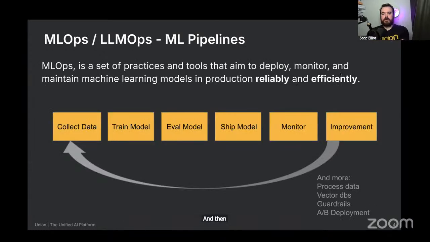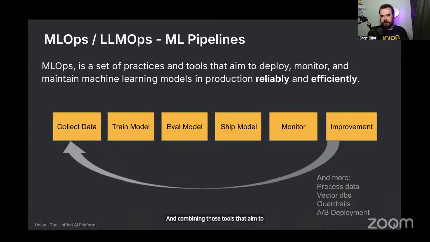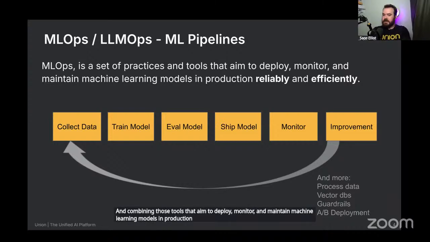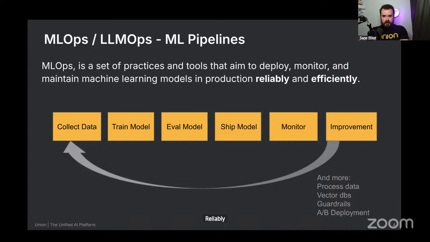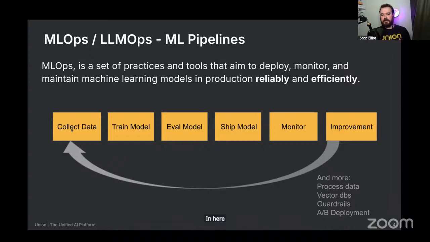And then just a quick intro to what MLOps and LLMOps is. It's really a set of best practices, and I wouldn't say it's actually the tools themselves, but it's the best practices and combining those tools that aim to deploy, monitor, and maintain machine learning models in production. And I like the terms reliably and efficiently. And usually you're going to have some sort of pipeline that looks like this. This is a very bare minimum pipeline, so usually you'd have many more things in here. But at a bare minimum, you're going to have something like collecting data.